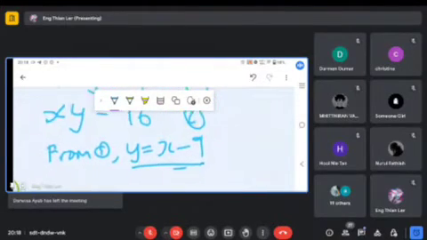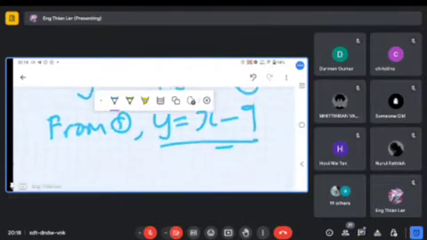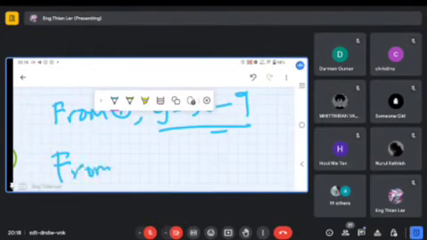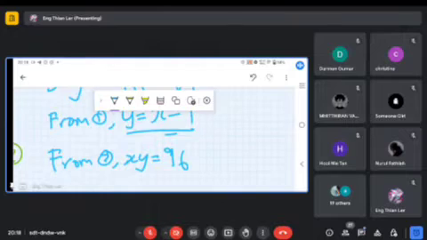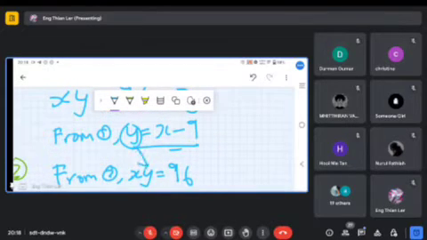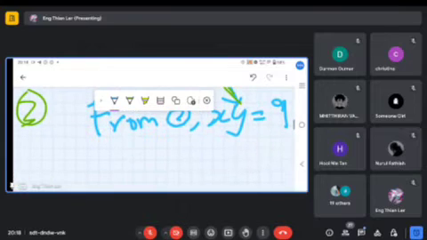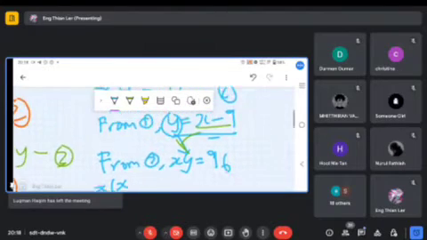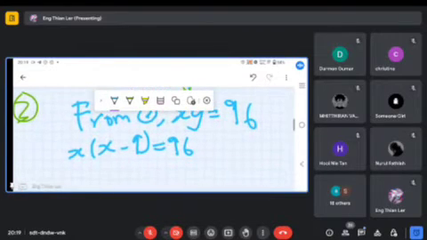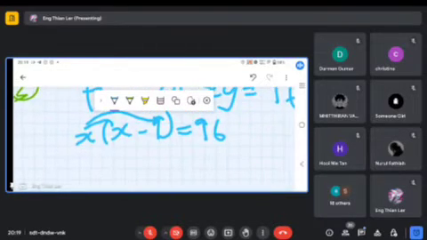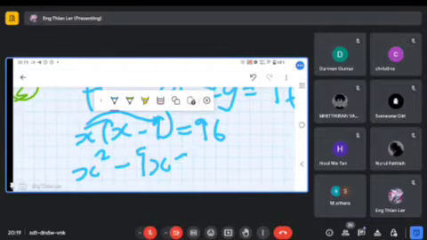And we look at the second equation, xy equal to 96. So from 2, xy equal to 96. And what is y? y is equal to x minus 9. So if these are the same, we can substitute x minus 9 into the y. So we can write as x multiplied by x minus 9 equal to 96. So we distribute the x, we will get x squared minus 9x equal to 96.